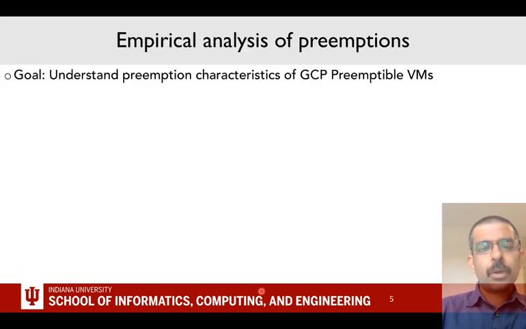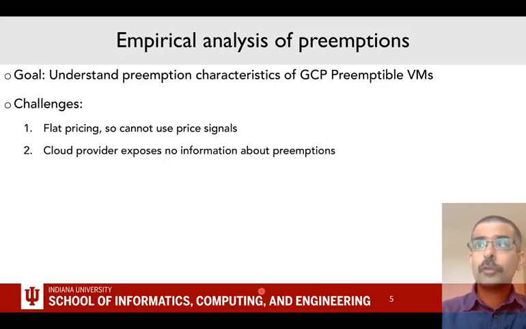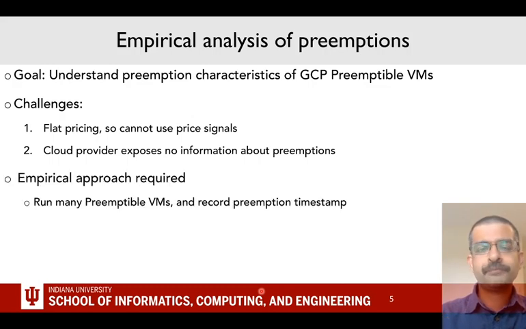To recap, our goal is to obtain a better understanding of the preemption characteristics of Google's preemptible VMs. However, this is challenging for two reasons. As I alluded to earlier, these preemptible VMs have a flat price, so you cannot use any dynamic pricing signals. And the second reason, which is applicable across cloud providers, is that cloud providers don't expose any information about when and how frequently these preemptions will occur. So we require an empirical approach.